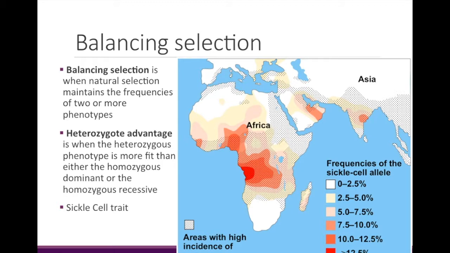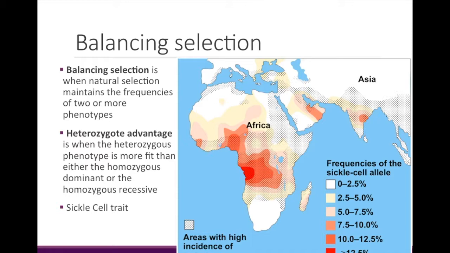Balancing selection occurs when natural selection maintains the abundance of two or more phenotypes of a trait. One specific type of balancing selection is called the heterozygote advantage. A heterozygote is someone who has two different forms of alleles for a gene. They carry one gene for a dominant trait and one gene for a recessive trait. Sometimes this is more advantageous than having both dominant or both recessive traits.